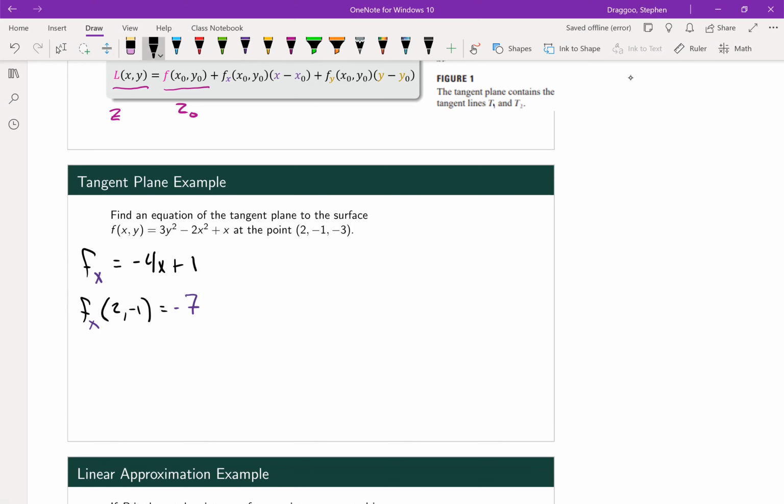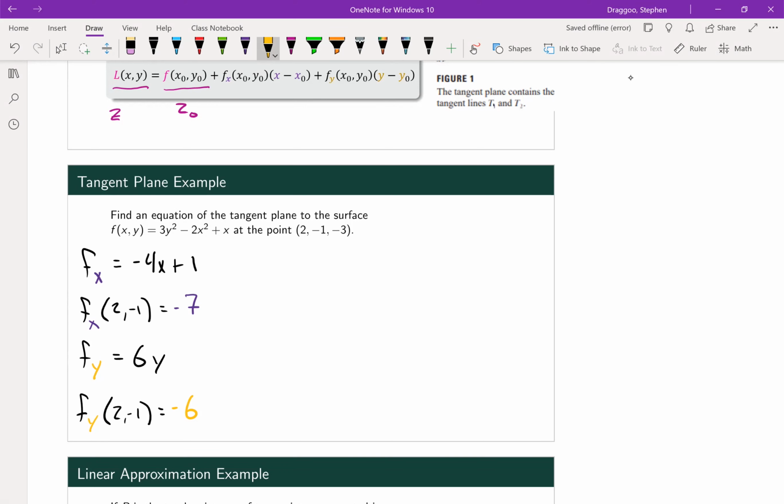Then we'll repeat that process, but this time for the y partial derivative. Doing so should give us 6y plus 0 plus 0. So then that y partial derivative at our point, which should be (2, -1), plug that in, we'll have 6 times -1, which is -6.